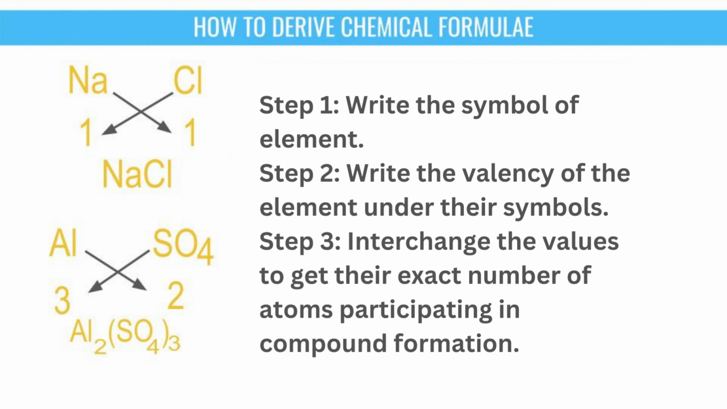How to derive chemical formula. Step 1, write the symbol of the element. Example, Na for sodium and Cl for chlorine. Step 2, write the valency of the element under their symbols. 1 is for both Na and Cl. Step 3, interchange the values to get the exact number of atoms participating in compound formation. Since 1 is common for both, valency can be ignored, and the chemical formula of sodium chloride is NaCl.